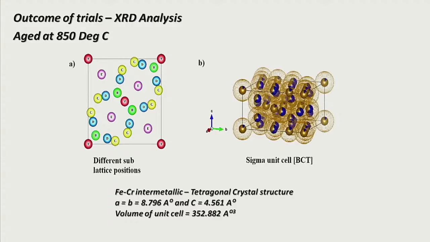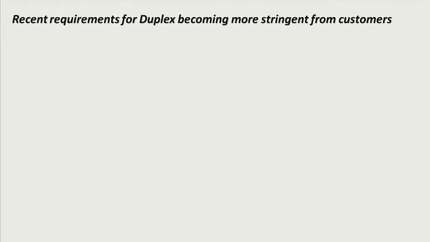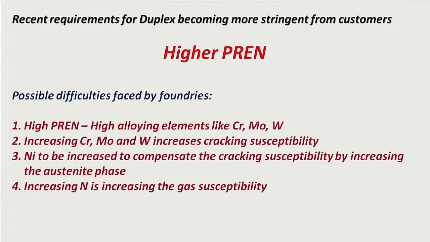At 250 degrees Celsius, the secondary phase formed is a tetragonal crystal structure, which is sigma phase. So we can see these are the sublattice points of sigma phase. Now from customers we are getting a lot of stringent requirements with higher PREN. The possible difficulty we face is higher PREN, with high alloying elements like chrome, moly and tungsten. So chrome, moly, tungsten, what it does, it increases the cracking susceptibility of the material.